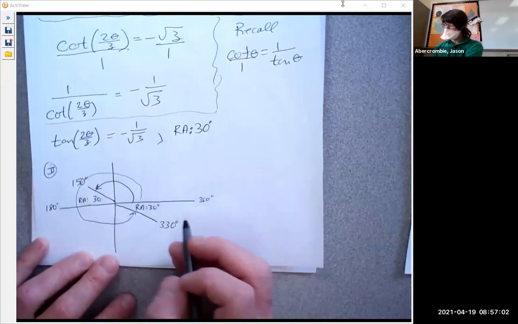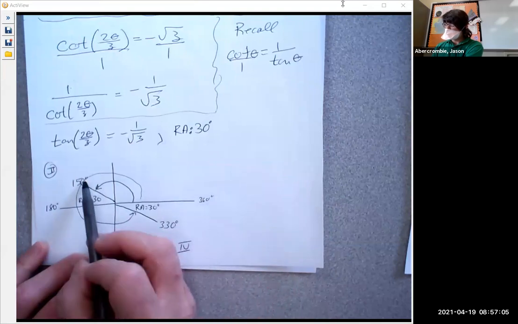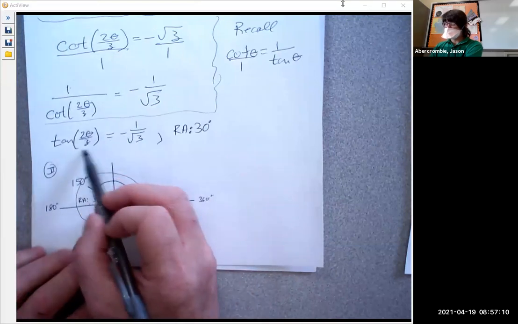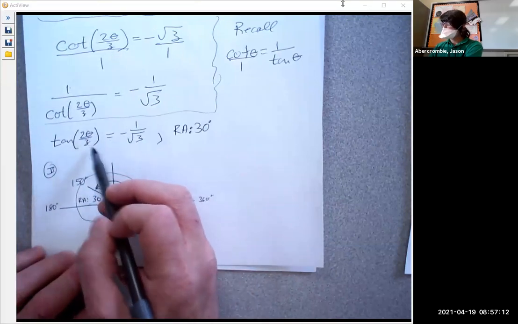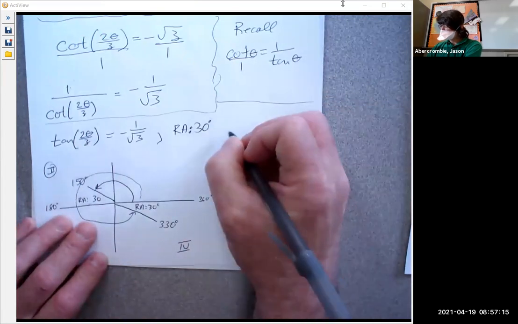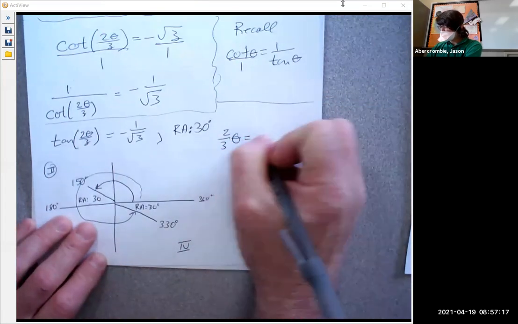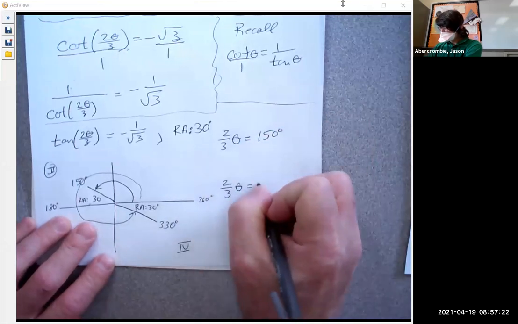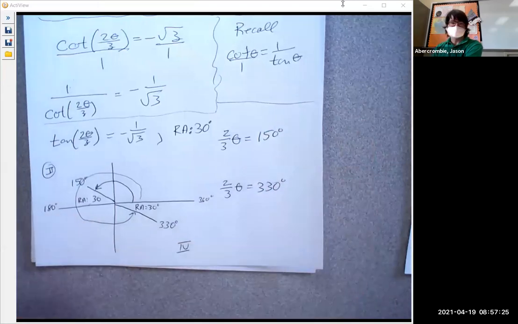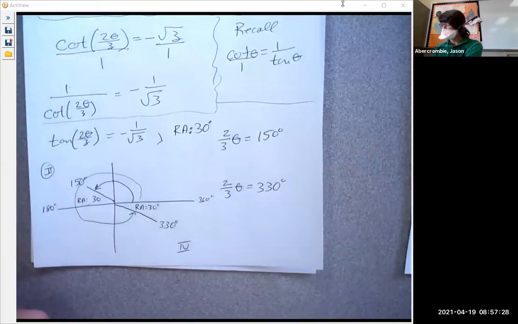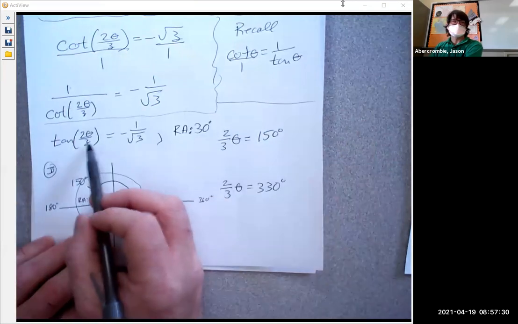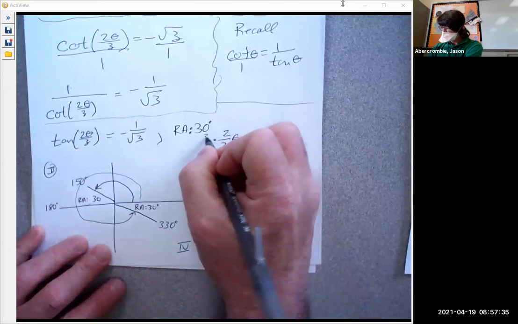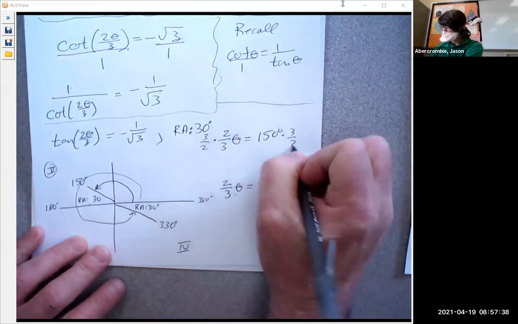So now we know that tangent 150, tangent 330 is this. The problem is we don't have just a theta in here. We've got 2/3 theta. So we know 2/3 theta has to equal 150, and 2/3 theta equals 330. So this is how we ultimately solve for theta: set whatever's inside the tangent equal to 150 and also 330. And the last thing to do is solve, multiply both sides by 3 over 2.